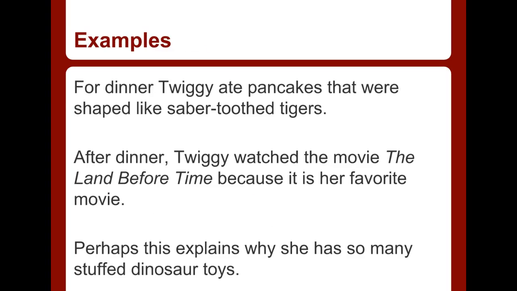Let us look at some examples. We are going to find just the independent clauses in these sentences. The first sentence reads like this. For dinner, Twiggy ate pancakes that were shaped like saber-toothed tigers. Here's my subject. Here's my verb. The independent clause is Twiggy ate pancakes. Now, just like before, we always have to include modifiers, and in this instance, for dinner is a modifier. So the entire independent clause is for dinner, Twiggy ate pancakes. I could put a period there. It's a complete thought independent clause.